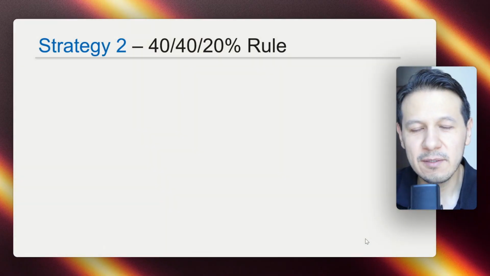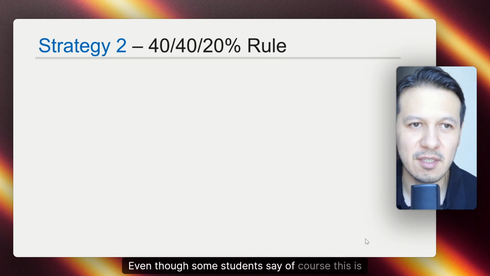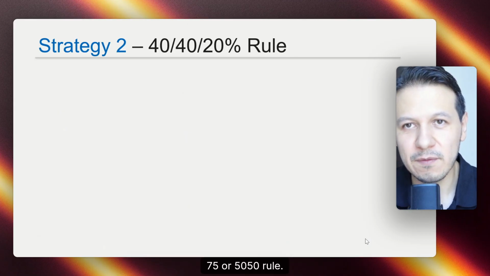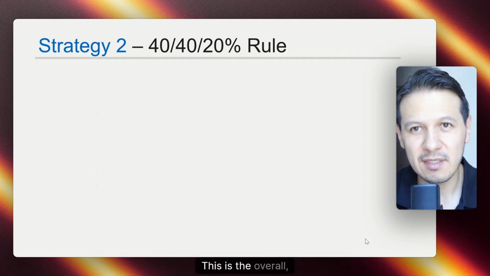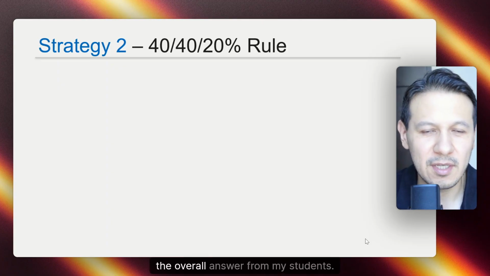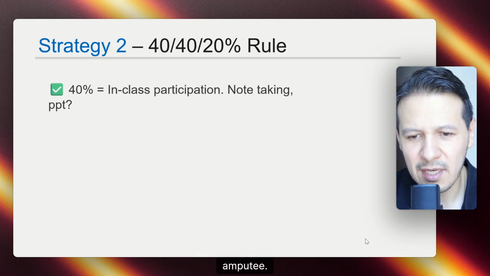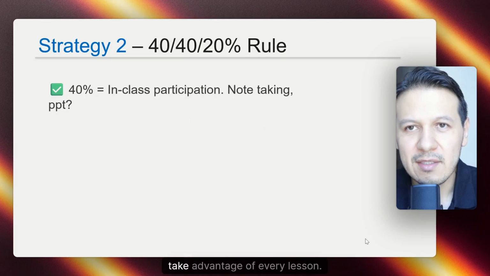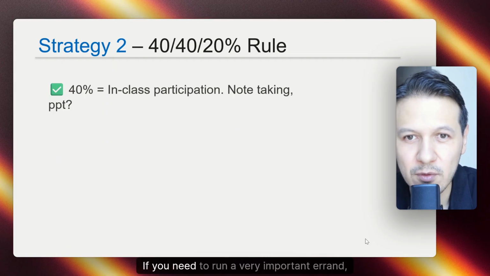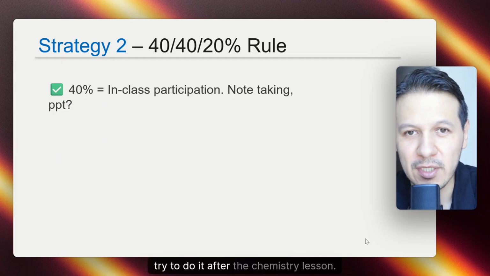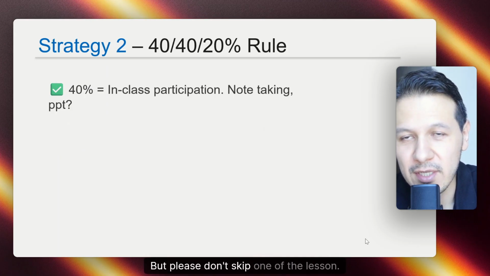The second strategy, I named the 40-40-20% rule, even though some students say, of course, this is a 75 or 50-50 rule. I will explain what this is about, and then you can distribute the load as you wish. This is the overall answer from my students. 40% goes to class participation, note taking, and PPT. In this case, take advantage of every lesson. They are very important. Don't skip even one. If you need to run a very important errand, try to do it before or after the chemistry lesson, but please don't skip a lesson.